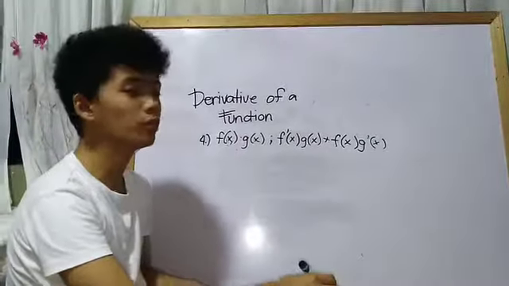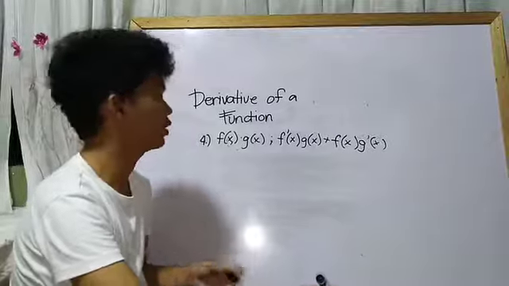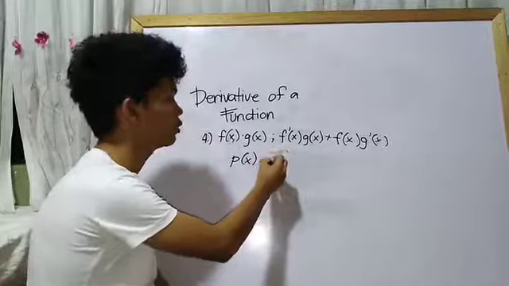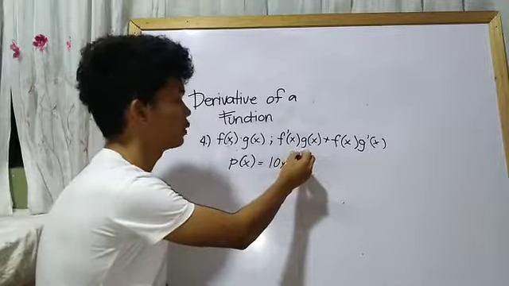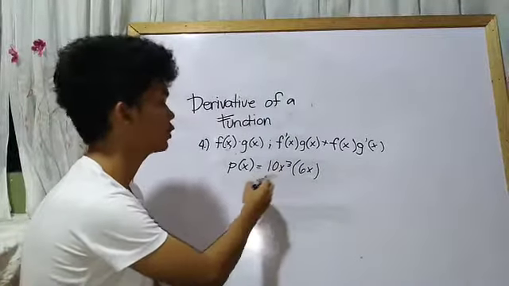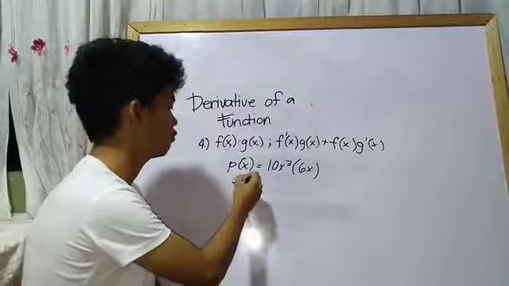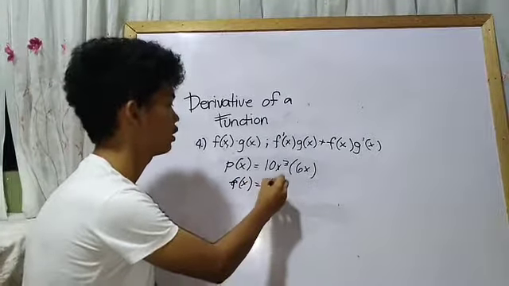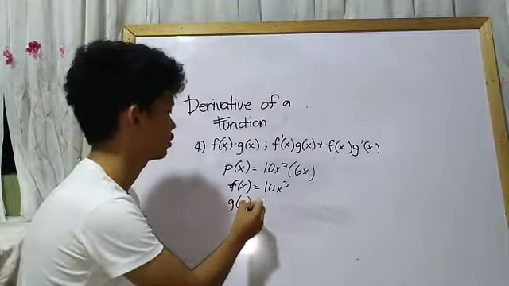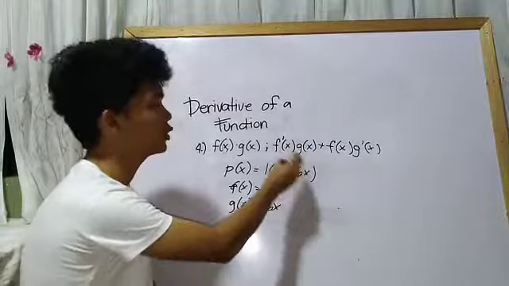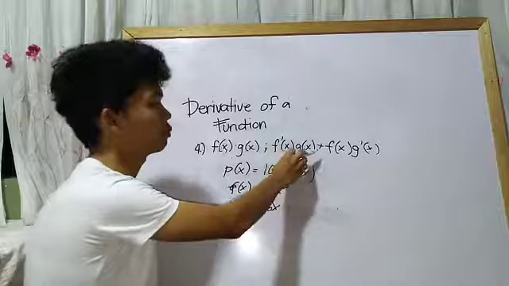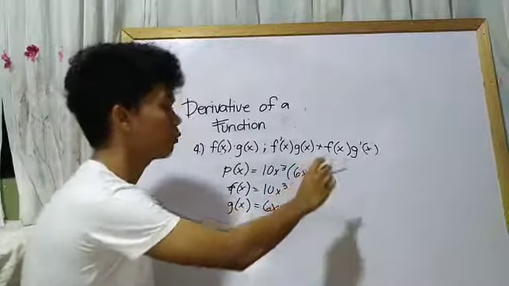Okay, so the example of the product rule is, for example, we have a function here, p of x is equal to 10x cubed times 6x. So we can represent 10x cubed as f of x, and the 6x as g of x. So using the previous formula, which is f prime of x times g of x plus f of x times g prime of x.